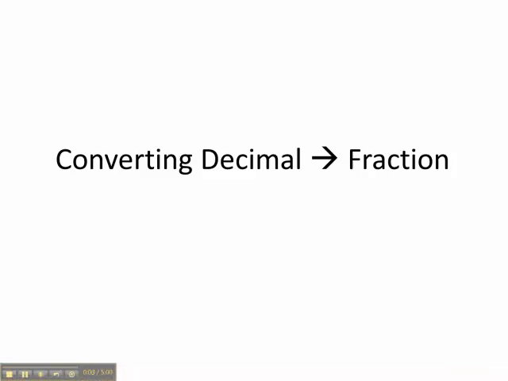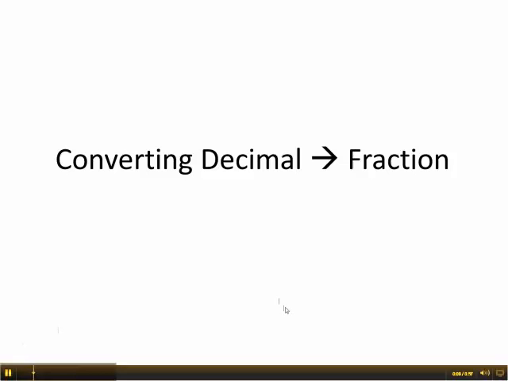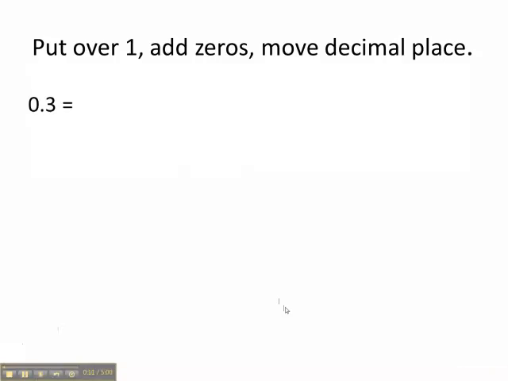Here is a short demonstration of how to convert a decimal into a fraction. The basic idea is that you put the number over 1, which keeps it the same. Then you add zeros, and then you move the decimal place the same number of places on the top as you do on the bottom. So here's how that works.